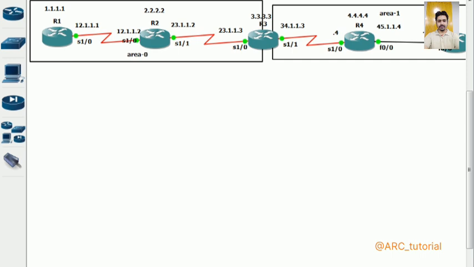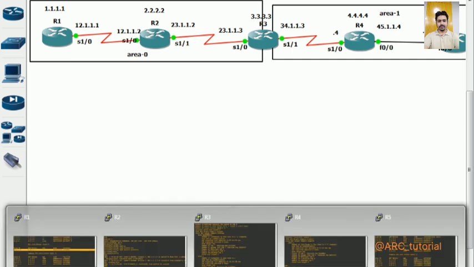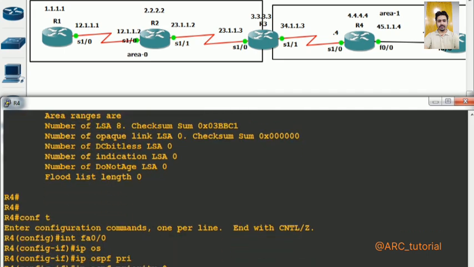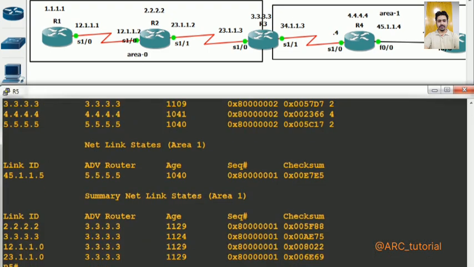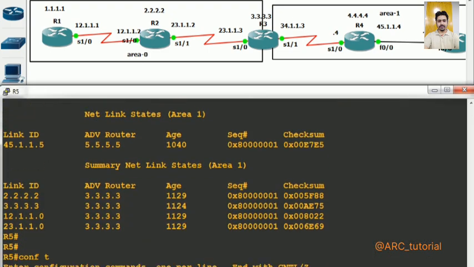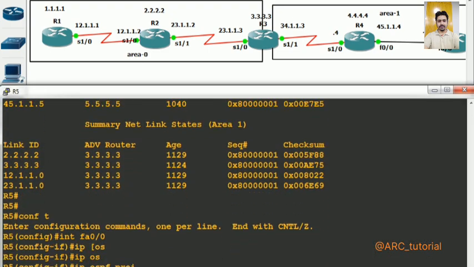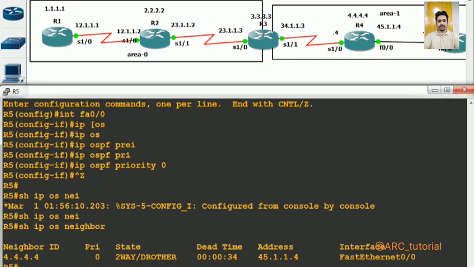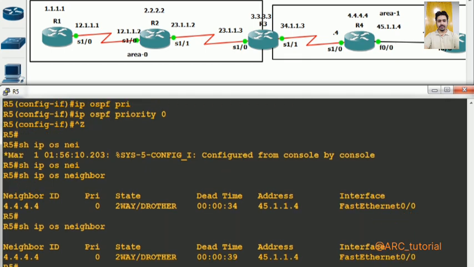If an Ethernet port with network type broadcast is not either DR or BDR, it will be DR other. And between two DR others, neighborship will never be fully formed. It will get stuck in the two-way state. Move on R4: interface, IP OSPF priority 0. On R5 also, interface FA0/0, IP OSPF priority 0. Show IP OSPF neighbor. Just wait for a moment. See, they have moved into the two-way state now.